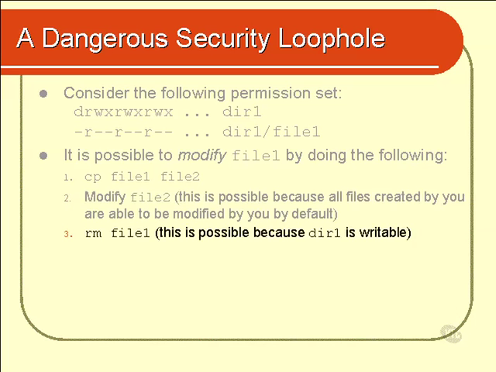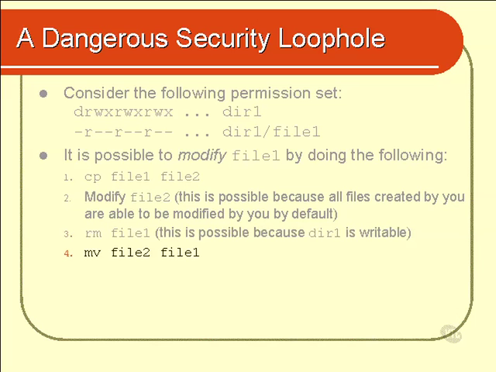Then, remove file 1. That's where the clever bit is. You can remove file 1. Why? Because the directory that it's sitting in is writable. And it's writable by everybody, which means that anyone can come in here and add files or remove files. And of course that means they can remove file 1.